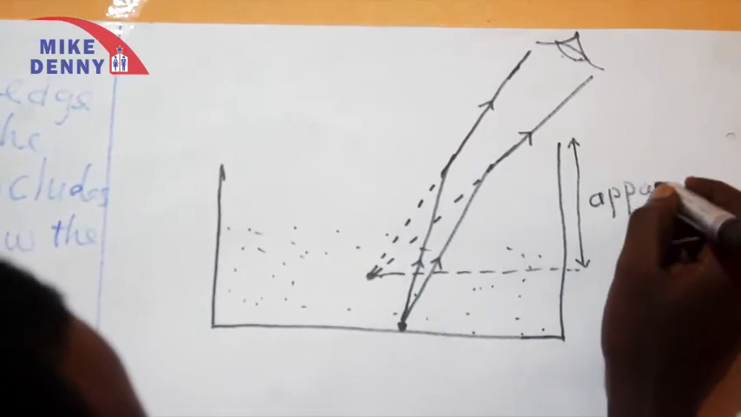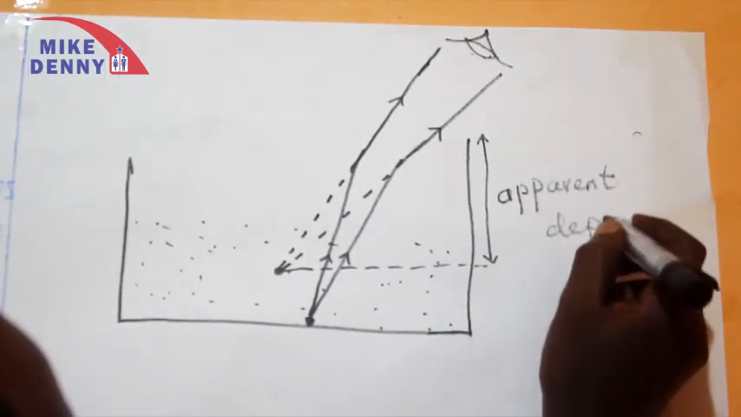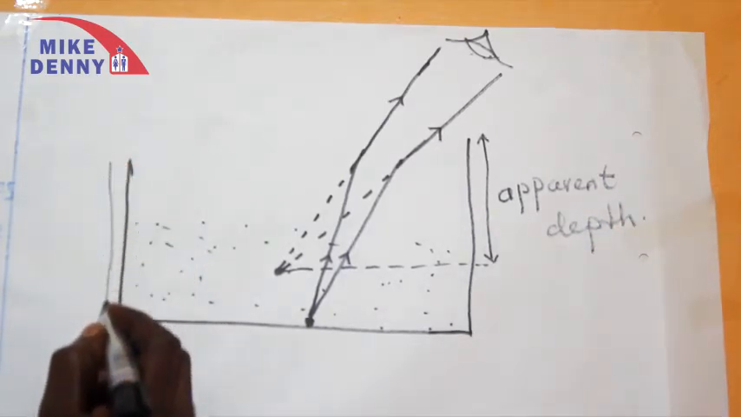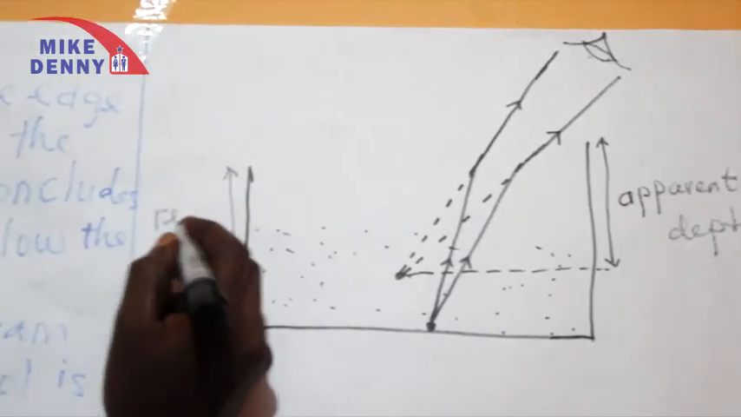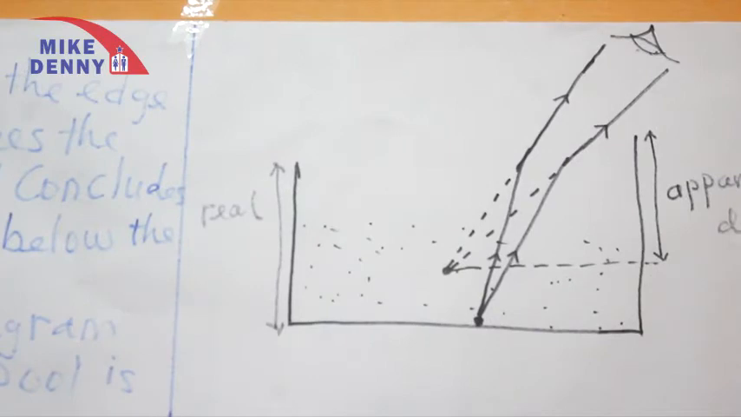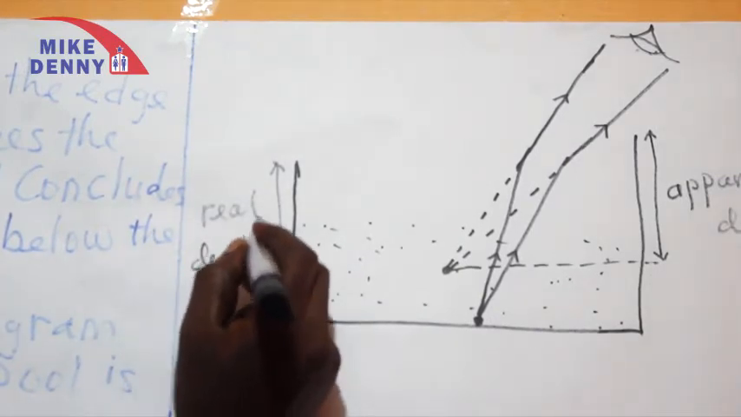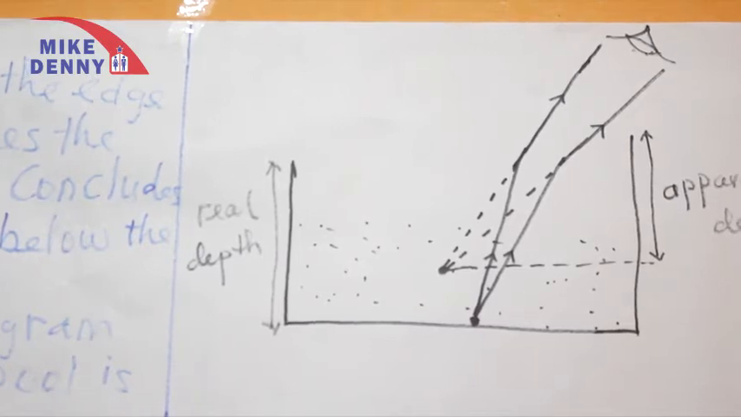We call it the apparent depth. And the distance from here up to the bottom, we call the real or the true depth. Okay, that is the ray diagram of what is required of us, to draw a ray diagram which shows the pool is deeper than 3 meters.